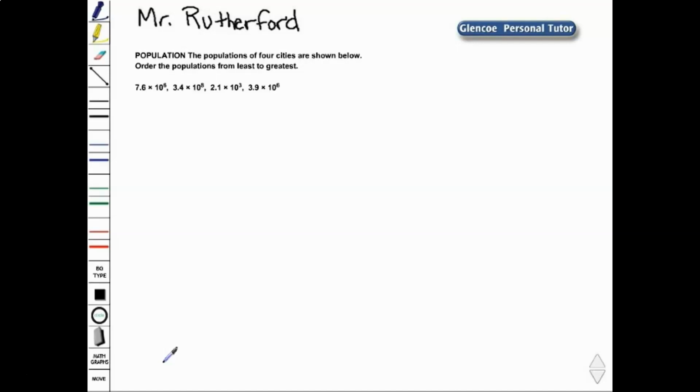First, let's look at the exponents. Notice in the first example we have a power of 6, followed by a power of 8, then a power of 3, and finally a power of 6. It says that we want to order these populations from least to greatest. So, our smallest number is going to be the number in scientific notation that has the smallest power. Notice that is 2.1 times 10 to the 3rd. That's going to be our smallest number.